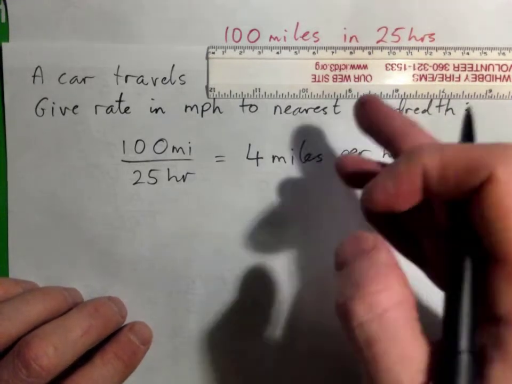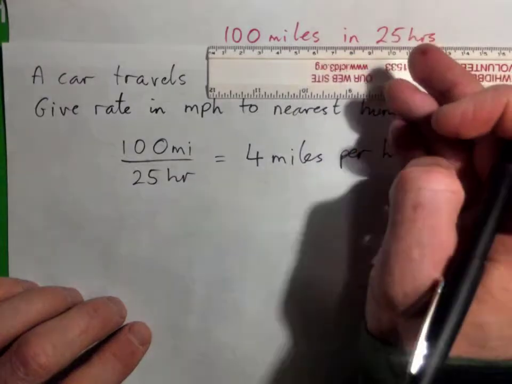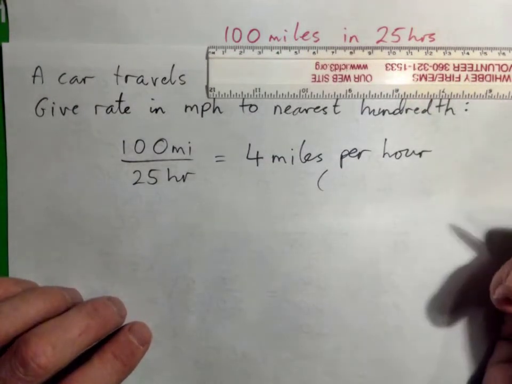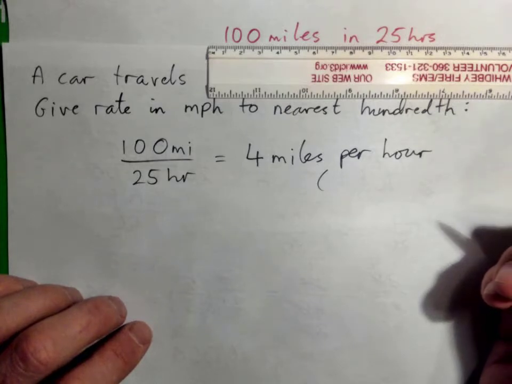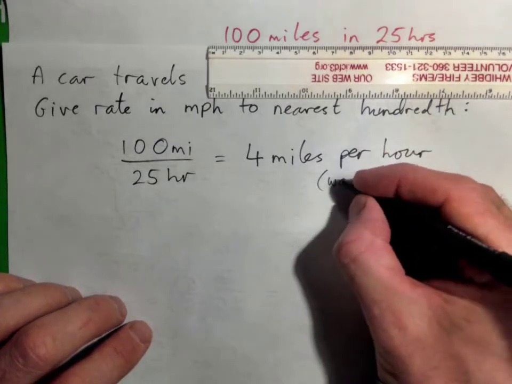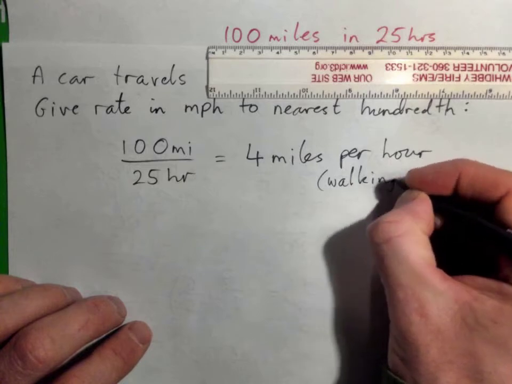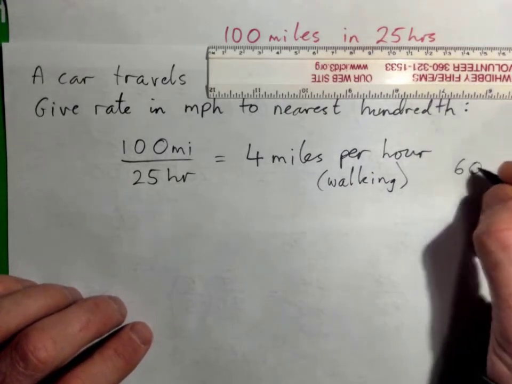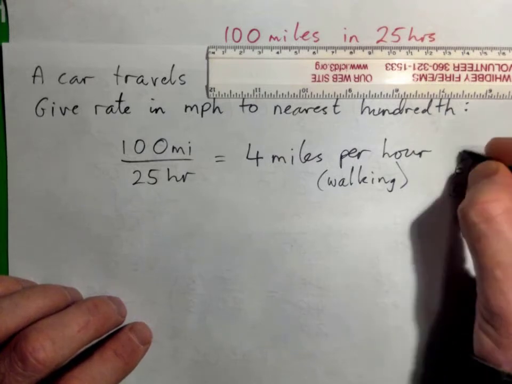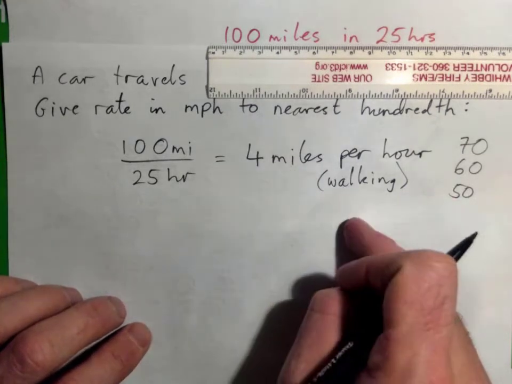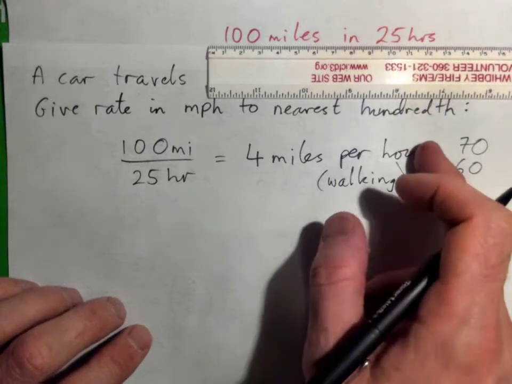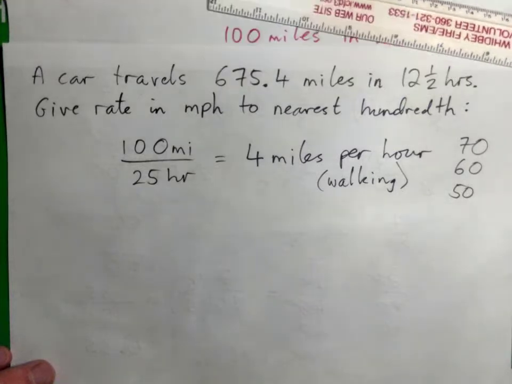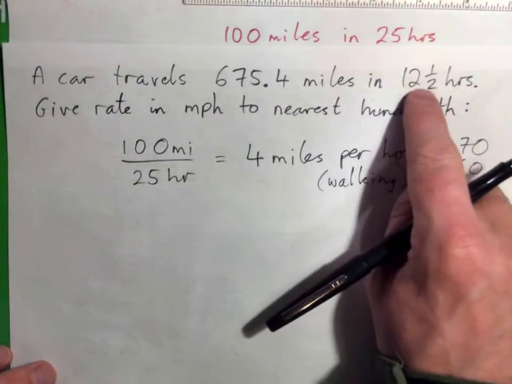So after 25 hours we've traveled 100 miles. Now what speed is that in a car, do you think? 4 miles per hour? No, that would be a very slow car. That is walking. I mean, a car would travel something like 60 or 50 or 70, right? So this is not a car. This is walking. You could walk 100 miles in 25 hours. Slow walking at that.